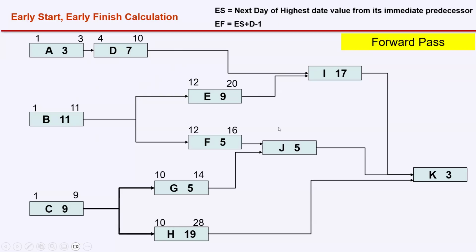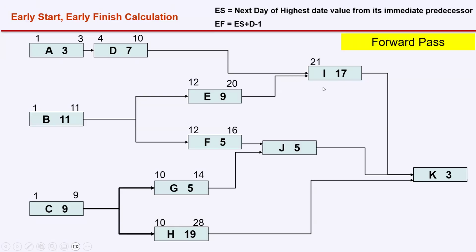Anybody having a question on how to calculate the early start and early finish of the activity so far? Moving forward, activity I has two predecessors. D is finishing on day 10, E finishing on day 20. What will be the early start of activity I? We already discussed in the example, only after finishing both D and E can we start I. The highest date value is 20, so the next day is 21.